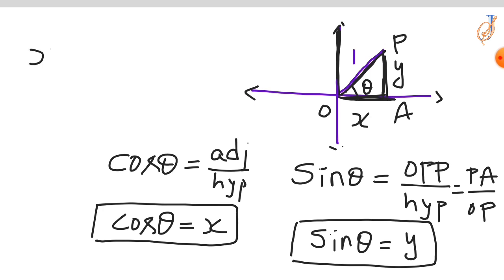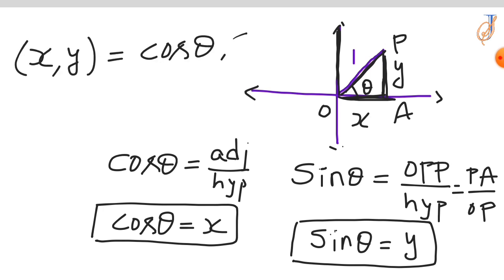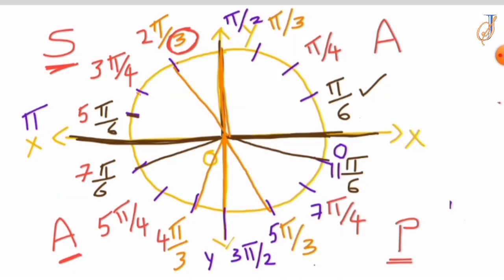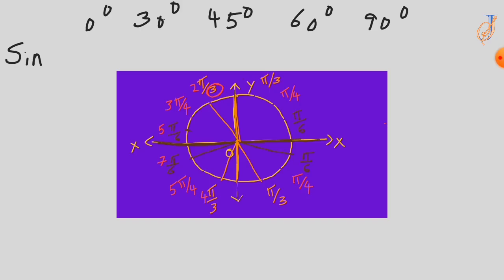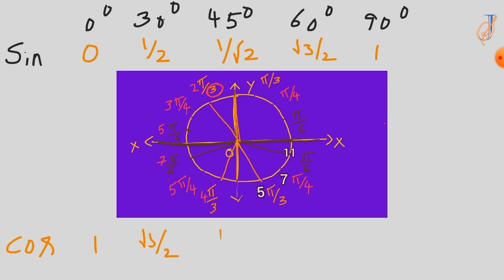So if you take the x and y coordinates, x is nothing but cos theta and y is nothing but sine theta. Just recall the sine value and cos value for the first quadrant. In the first quadrant we have 30 degrees, 45 degrees, 60 degrees. Sine 0 is nothing but 0. Cos 0 degrees is 1. Cos 30 degrees is root 3 by 2. Cos 45 degrees is 1 by root 2. Cos 60 degrees is 1 by 2. Cos 90 degrees is 0.